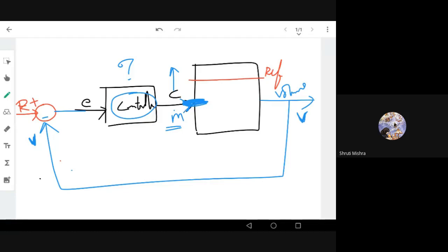Okay. Now based on the current water level and the reference level, an error is generated and it is again going back to the controller. So based on this error, the controller has to do something.